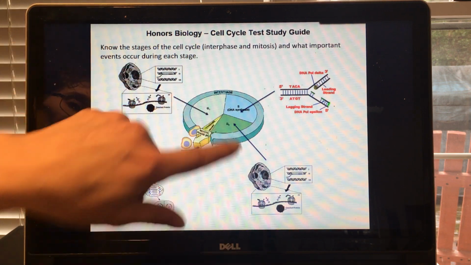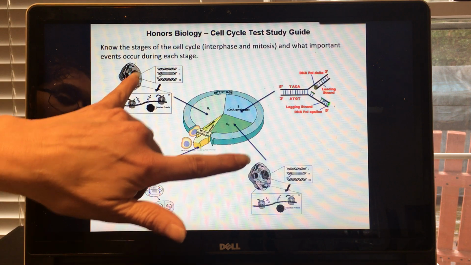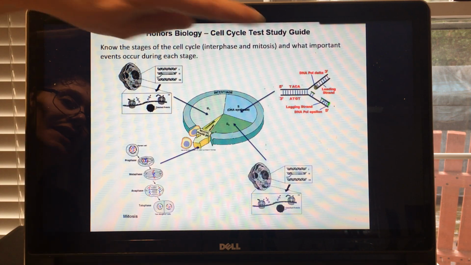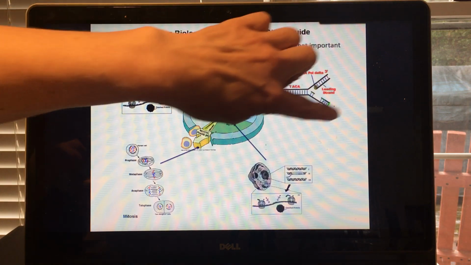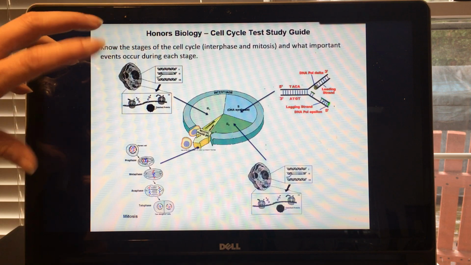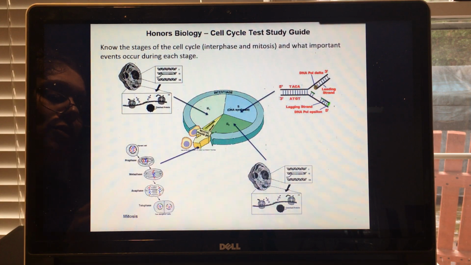So during G1 and G2, the cell is performing its normal functions. It's growing in volume and size. It's performing its normal cell functions. And during the S phase, DNA is replicating and getting ready for giving all the amount of DNA for the next phase.